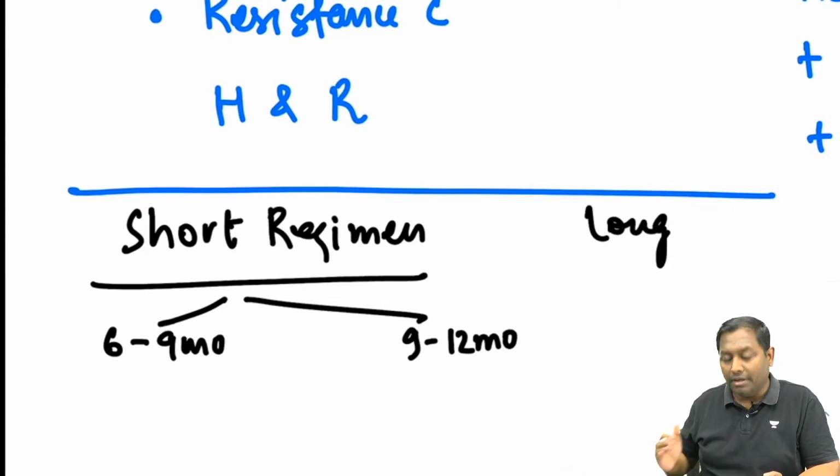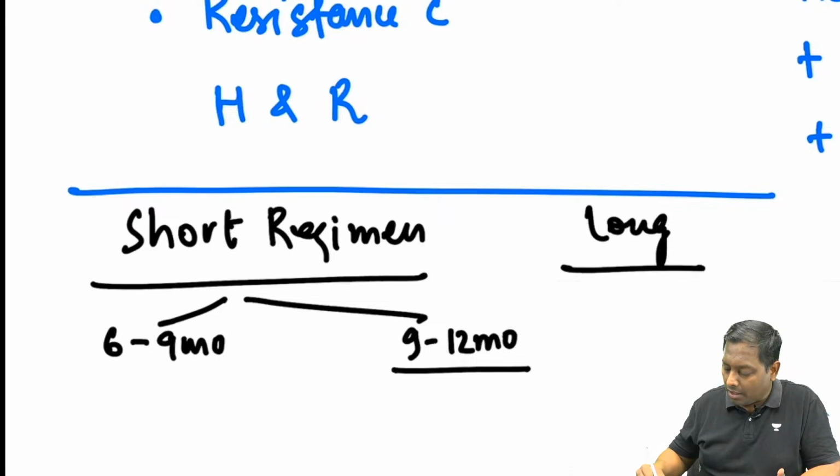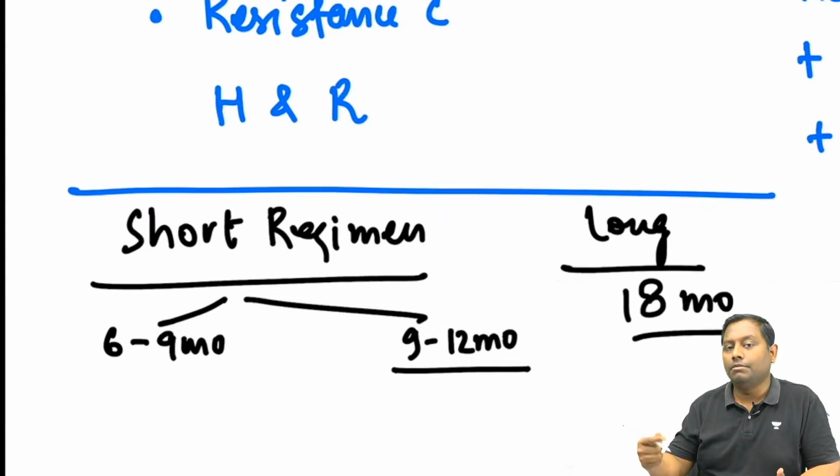In between 9 to 12, it can be 9; in PARC they have mentioned 9 to 11 months, so it's 9 to 12 months or 9 to 11 months also you can consider. The longer regimen is given for 18 months. Imagine XDR TB, where patients were earlier receiving therapy for 2 years, expandable up to 2.5 to 3 years. Now in 18 months things will be covered.